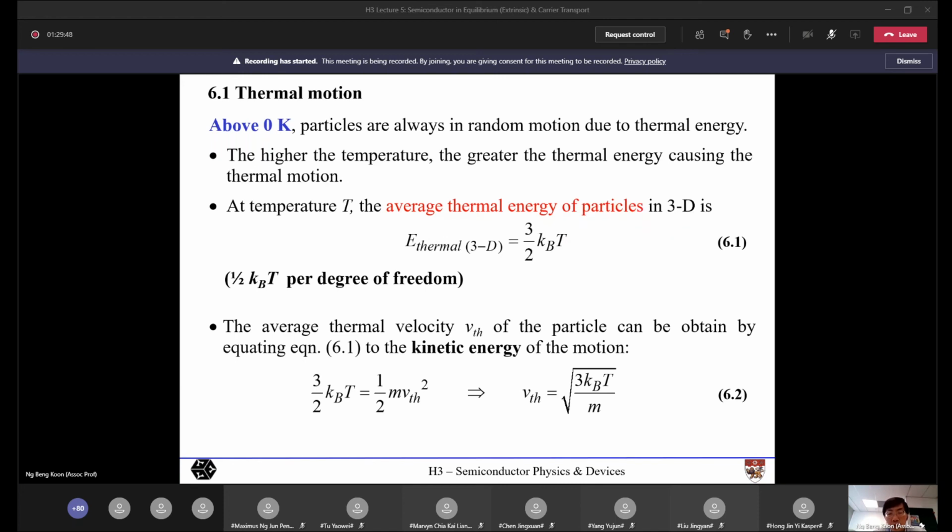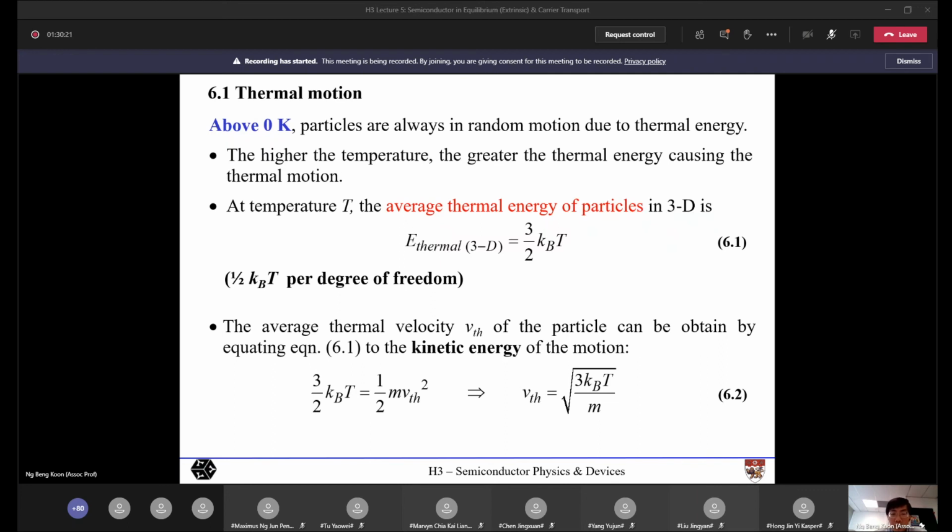And for those of you who have studied the kinetic theory of gases, you know that the thermal energy of particles in general in 3 dimensions has an energy of 3/2 kBT. The kB here is the Boltzmann constant, T is obviously the temperature. And in each direction, the thermal energy associated to it is half kBT. So in 3D, you have essentially 3 degrees of freedom. And so in total, you have 3/2 kBT.